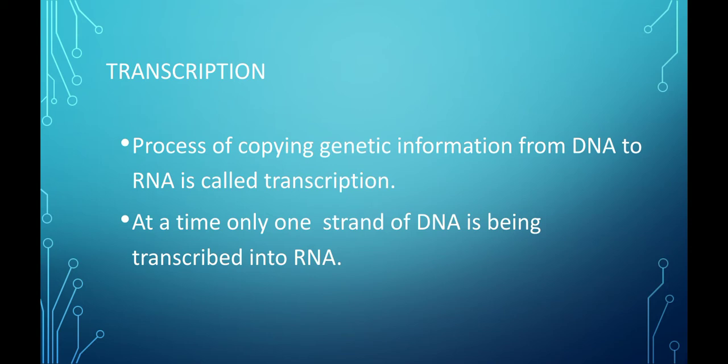Transcription. The process of copying genetic information from DNA to RNA is called transcription. During transcription, only one strand of DNA is transcribed into RNA. If both DNA strands acted as templates, they would code for RNA molecules with different sequences, which in turn would code for two different types of proteins, complicating the genetic information transfer machinery.